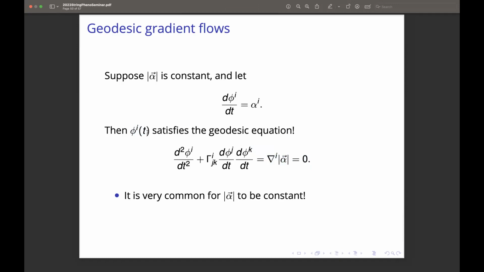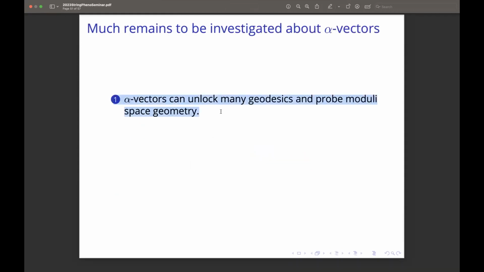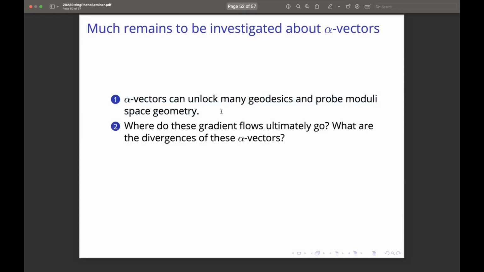This happens, for instance, for all of the half BPS states in maximal supergravity in dimensions 4, 5, 6, 7, 8, 9, and 10. This also happens for string oscillator modes. This also happens in various 16 supercharge examples that I'm aware of. So this is a way to unlock many geodesics and probe moduli space geometry. But much remains to be investigated about these alpha vectors. Where do these gradient flows ultimately go?